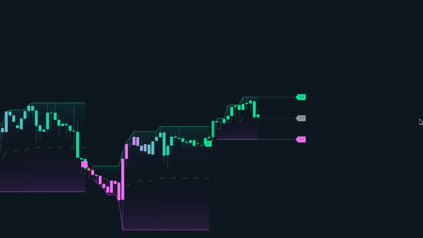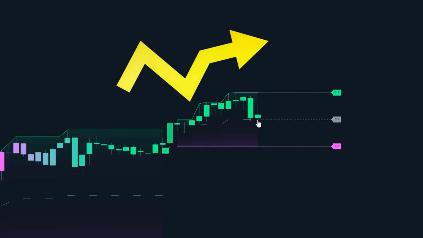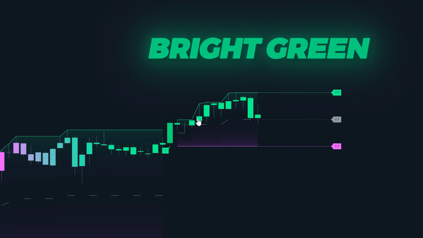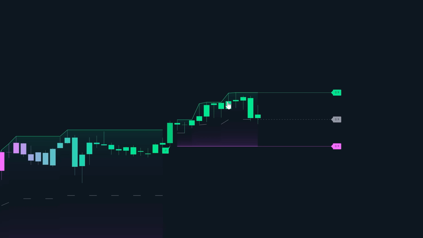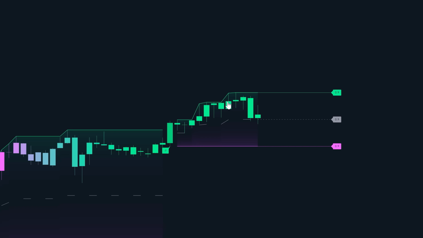Now, using this indicator to trade is as simple as this. To take a long trade, condition number 1 is you want to confirm that the trend is bullish. To do that, you want to ensure that these candles are colored bright green like this to indicate a bullish trend.